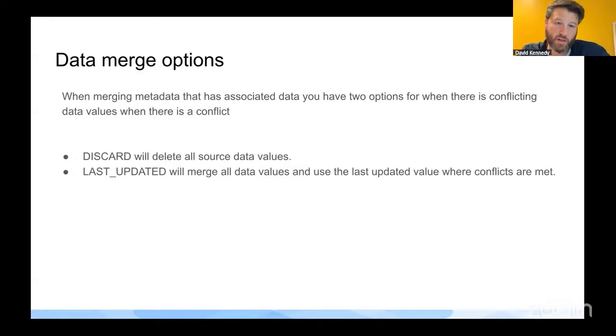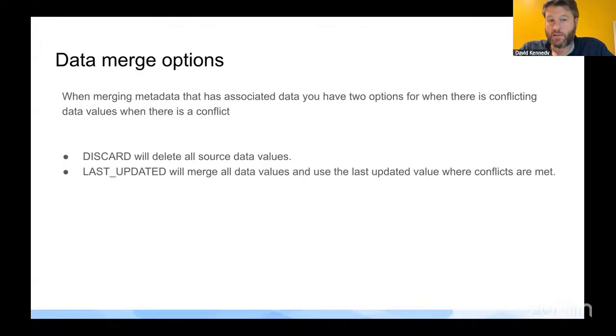As it states quite clearly here, if you choose discard, all of the source data values will be deleted before the merge operation is complete, so that all of the target values will remain. That's quite a heavy-handed option. You're deciding that the duplicate doesn't have any data that you'd like to keep. The metadata is cleaned up, and the data just remains as what is in the target.